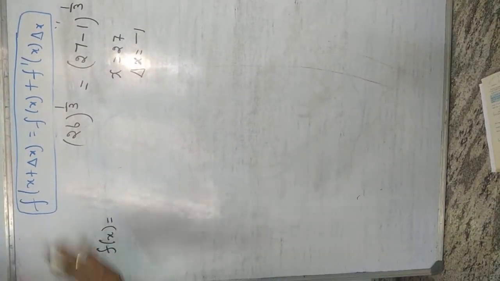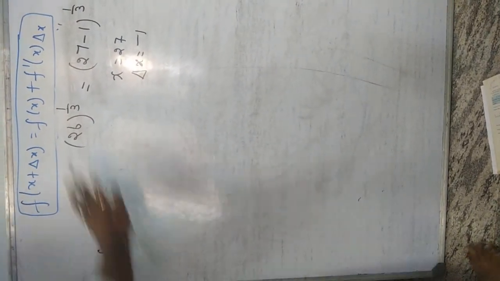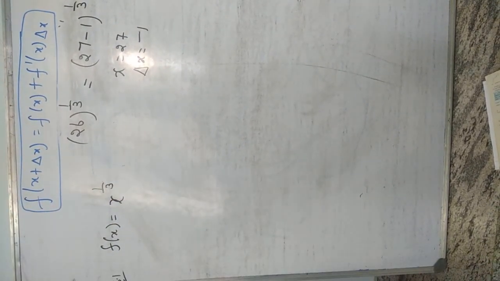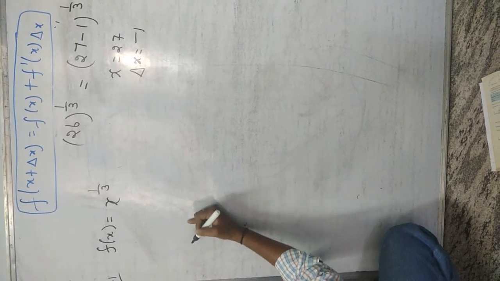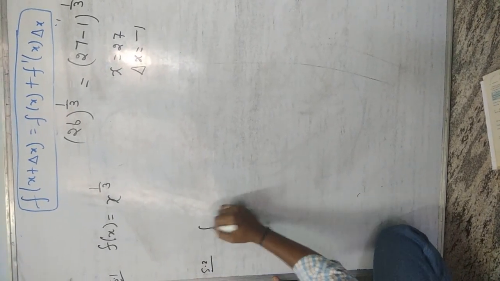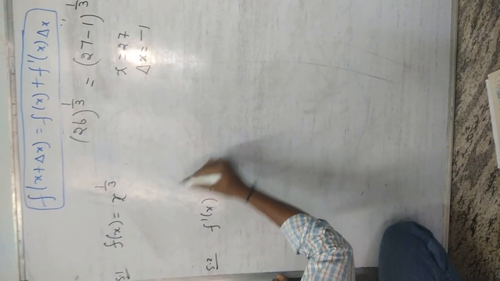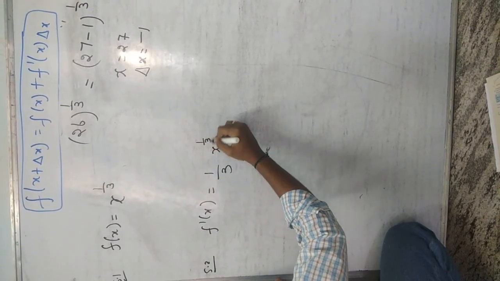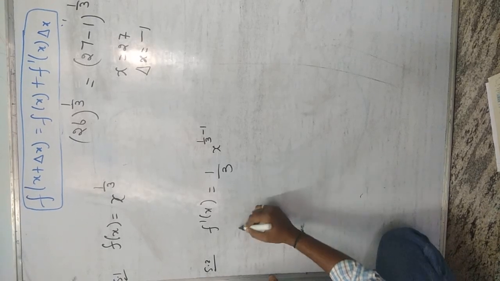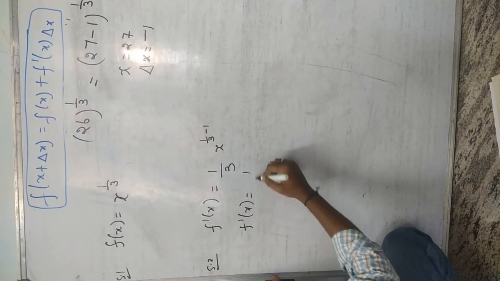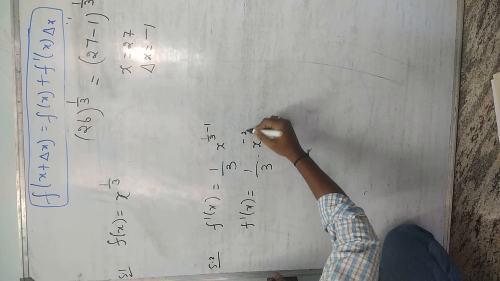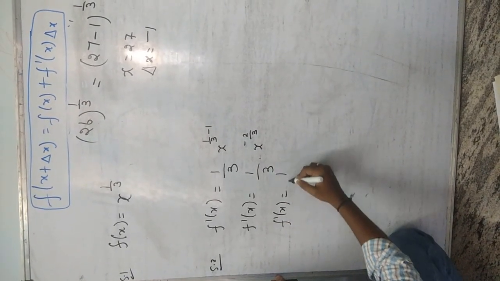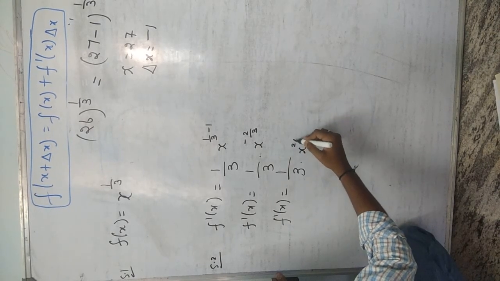Now, as usual, f of x is x power 1 by 3. Step number 2, f dash of x, differentiate. The power comes in front, and the power reduces by 1. Therefore, f dash of x is 1 upon 3, x power minus 2 by 3, and f dash of x is 1 upon 3, x power 2 by 3.